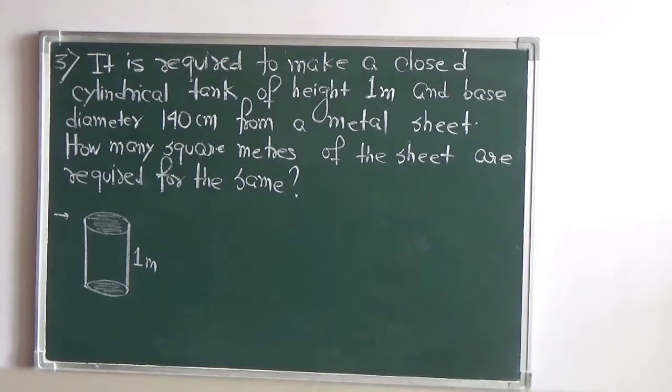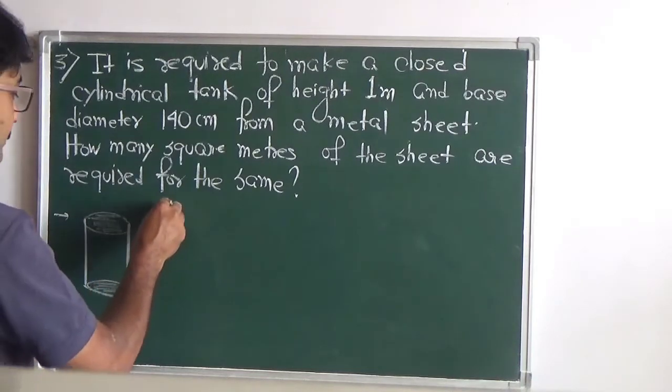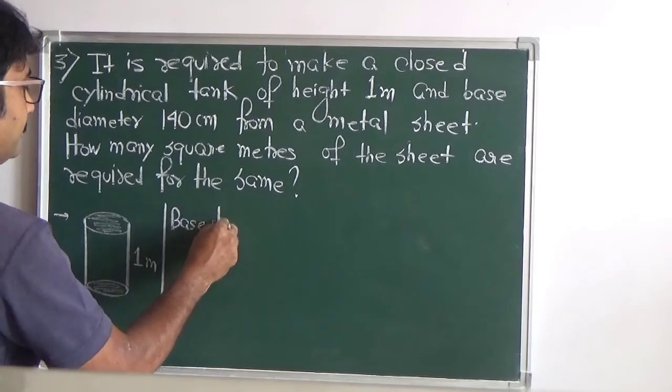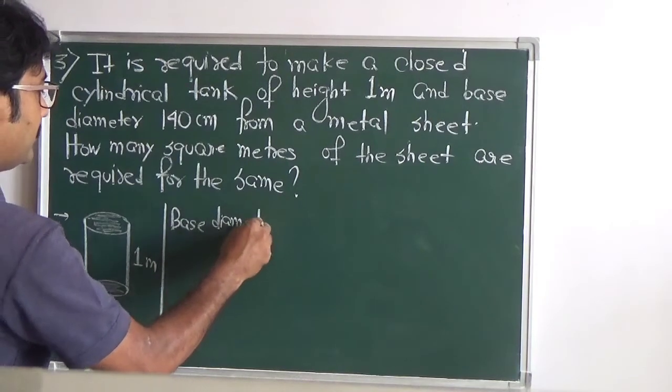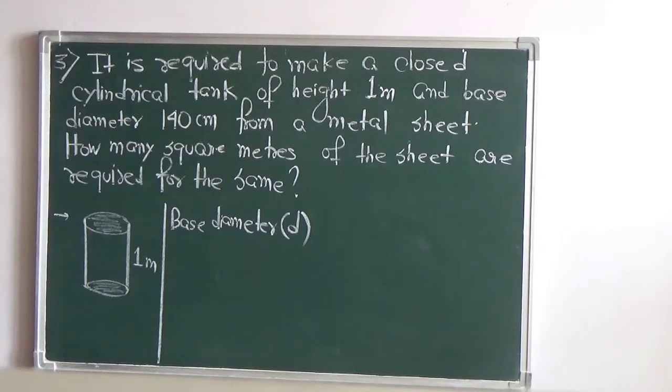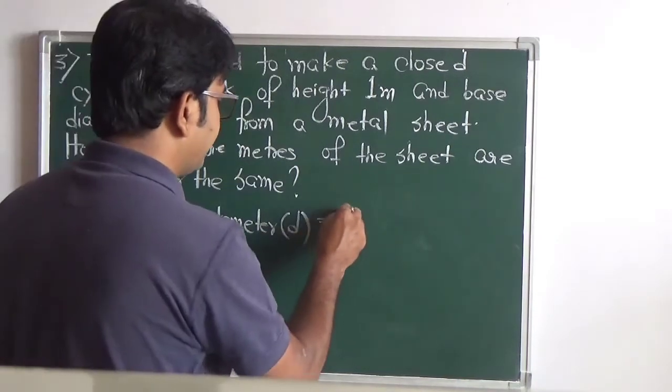Base diameter is 140 centimeters and that is made from a metal sheet. So how many square meters of the sheet is actually required to make this particular closed cylindrical tank? So let us write down the information given. We are given the base diameter D, and that is given as 140 centimeters.